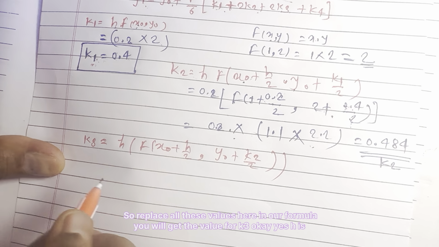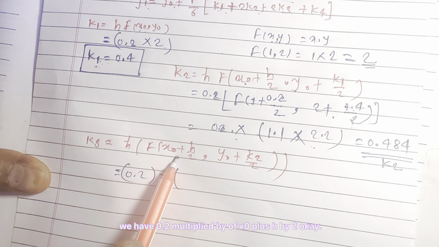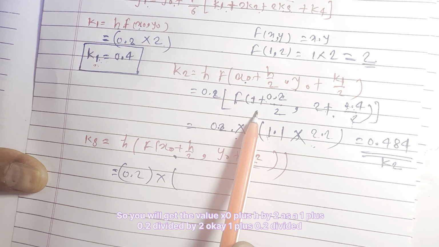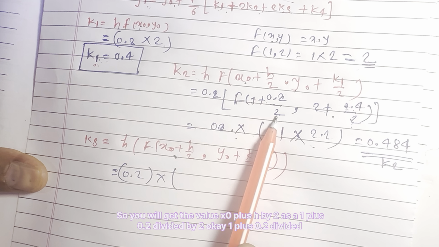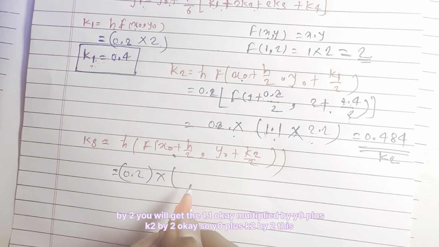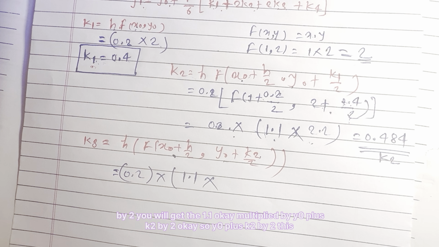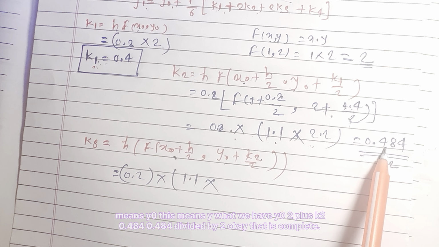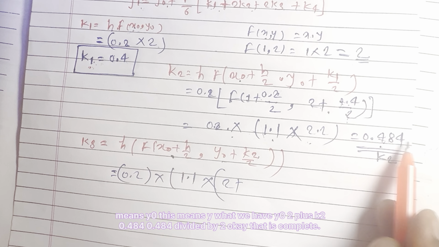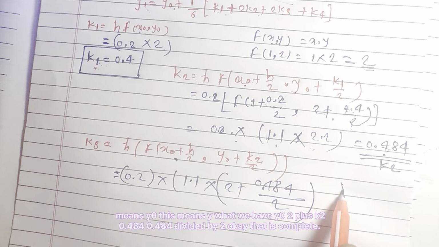Here h is 0.2 multiplied by f of x naught plus h by 2. So you will get the value x naught plus h by 2 as 1 plus 0.2 divided by 2. 1 plus 0.2 divided by 2, you will get 1.1, multiplied by y naught plus k2 by 2. So y naught plus k2 by 2, this means y naught is 2 plus k2, 0.484 divided by 2, bracket complete.